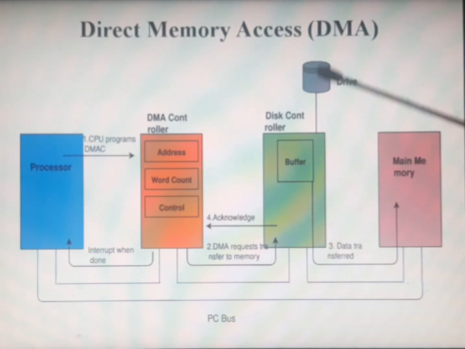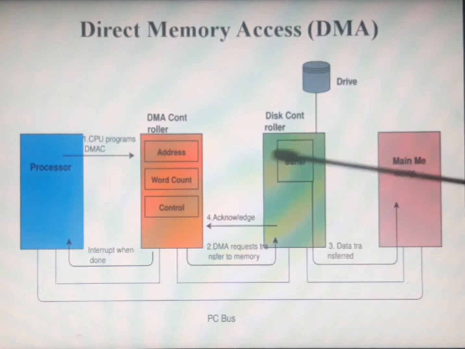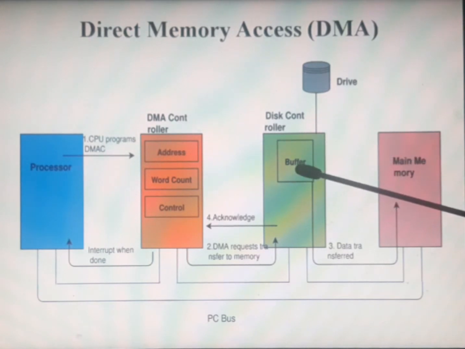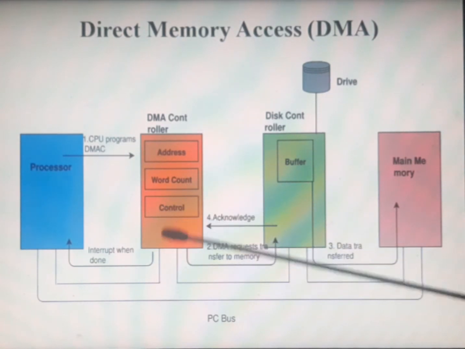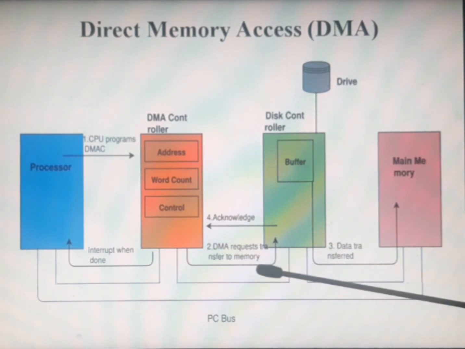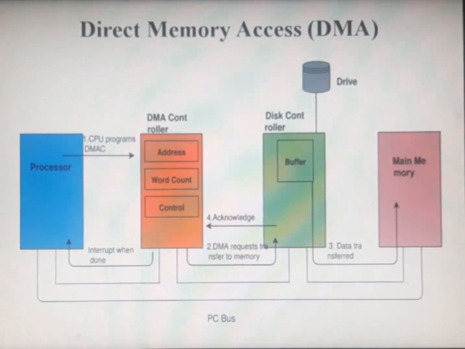When the device is connected, that data has to be sent to the internal memory first, because only if the data is there in the internal buffer will the DMA controller access it. It cannot access directly from the drive. So first the data has to be transferred to the internal buffer, and then the DMA controller makes a DMA request to transfer it to the memory.